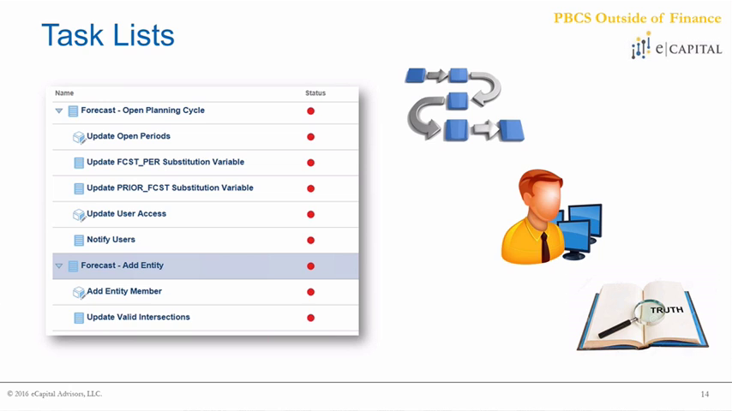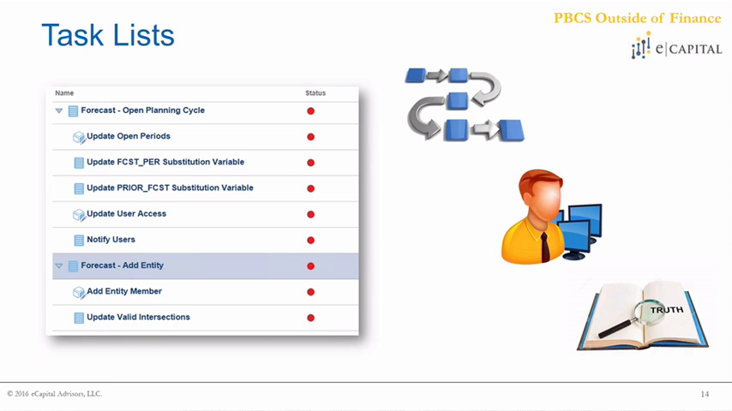But in PBCS, one thing that's very cool is they have added the administration type task lists. From a back-end perspective, there obviously are tasks that need to take place for monthly maintenance or moving from one forecast cycle to the next, things like that. You can actually develop task lists here for the administrator of your system so that they basically have a checklist of what they have to go through every single month or every single plan cycle.